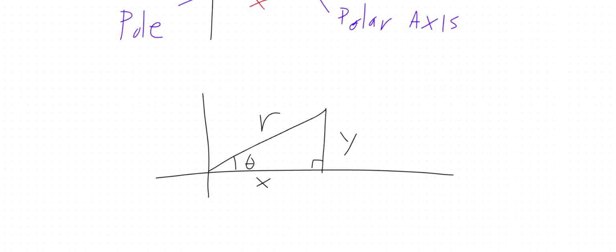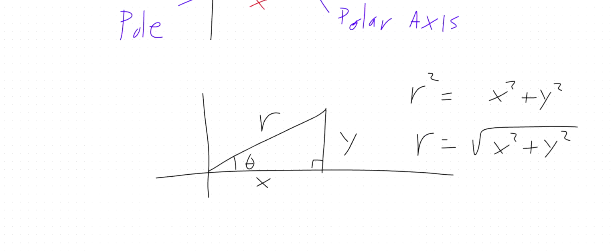Now, since x and y are the legs of this triangle and r is the hypotenuse, we know that r squared is going to be x squared plus y squared. There, Pythagorean theorem. a squared plus b squared is c squared, x squared plus y squared is r squared. Now we want to get our r by itself, so we will square root this. But we're only going to focus on the positive r for the most part.